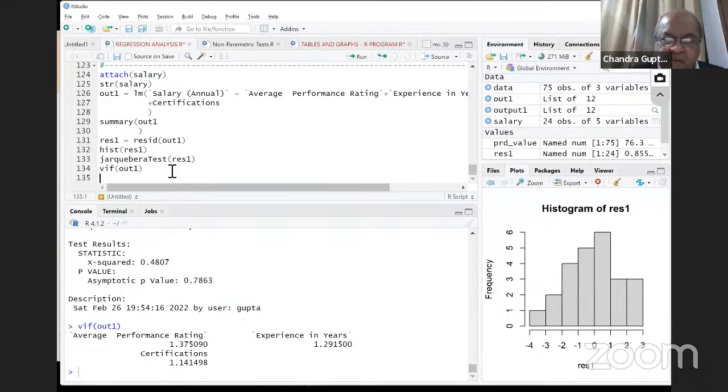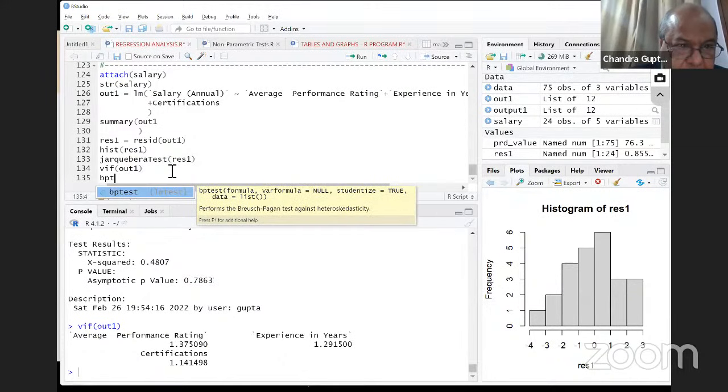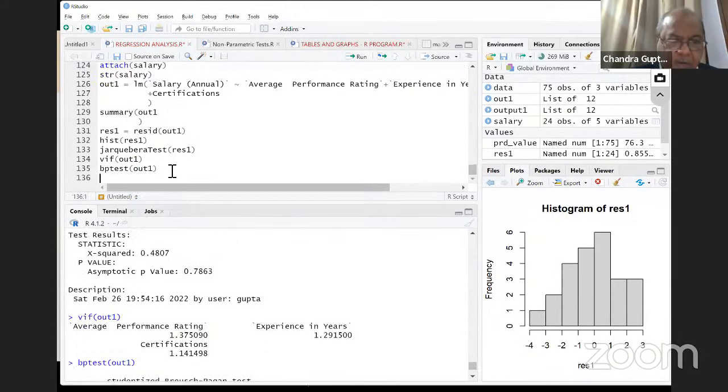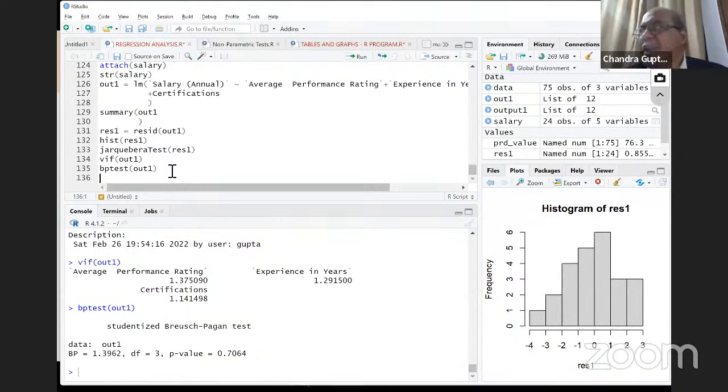And we can use the Breusch-Pagan test, bptest. Sorry. Out1. So it is heteroscedastic. So I think we are able to check our assumptions, and we can also get an estimate of the robust errors.